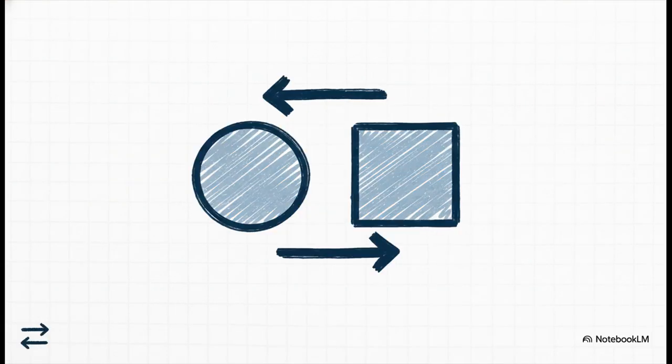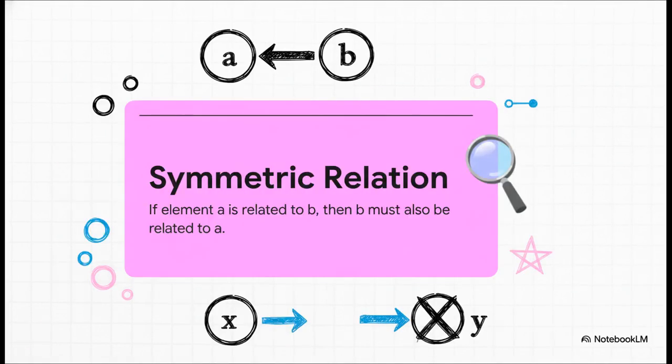All right, next up, we have symmetry. This rule is all about making sure our connections are two-way streets. The rule for symmetry is as simple as it sounds. It has to be a two-way street. If there's a connection going from A to B, then there absolutely must be a connection going from B right back to A. If one exists without the other, nope, the relation is not symmetric.